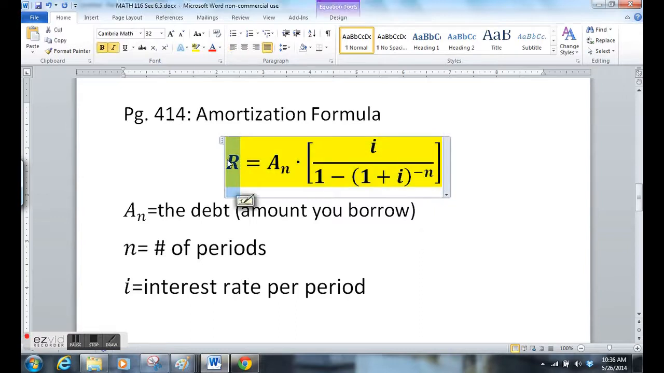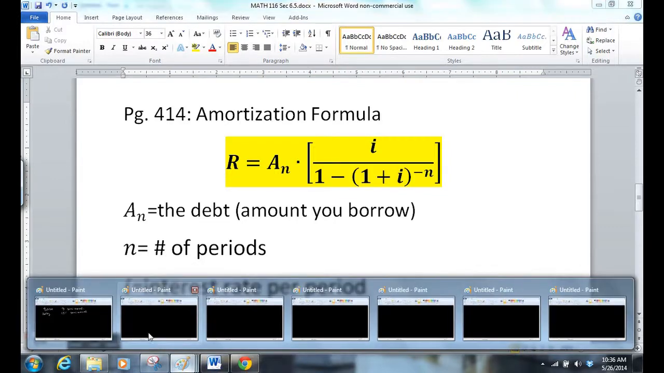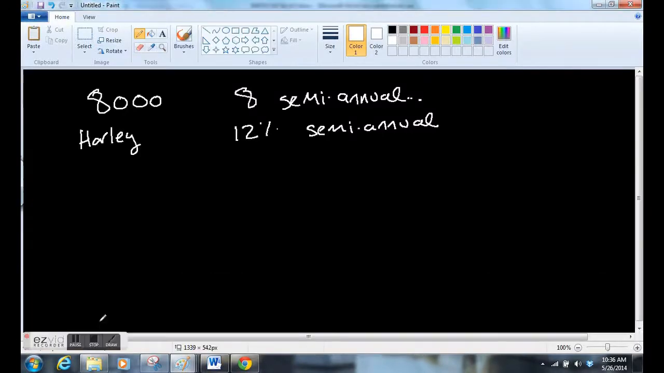R is your payment. Every period you're making this much. A_N is the amount of debt that you're borrowing, the price that you settle on. I'm going to buy this motorcycle for $8,000. i is the interest rate per period, and n is the number of periods. If you're paying semi-annually, you have 8 periods.